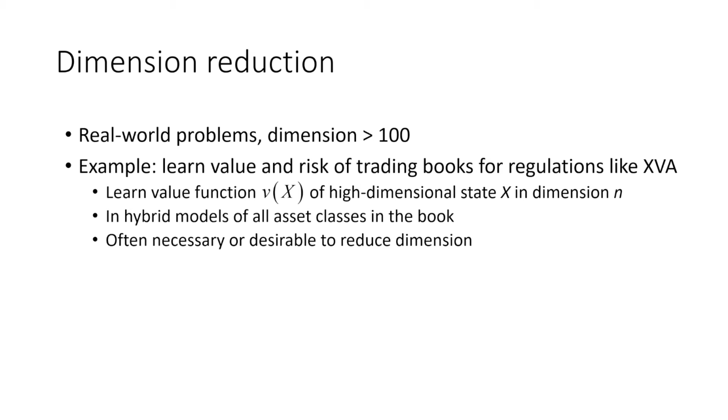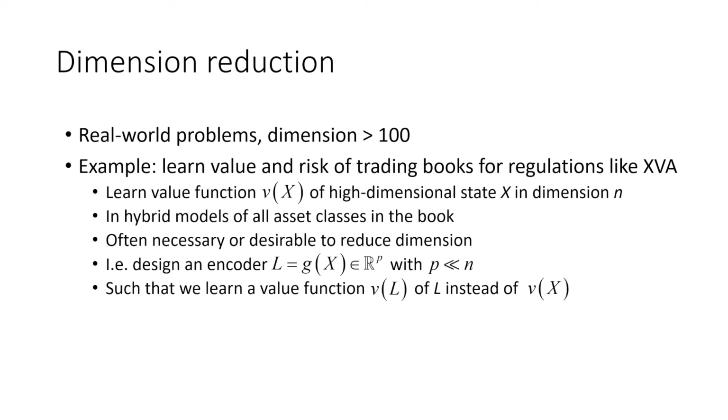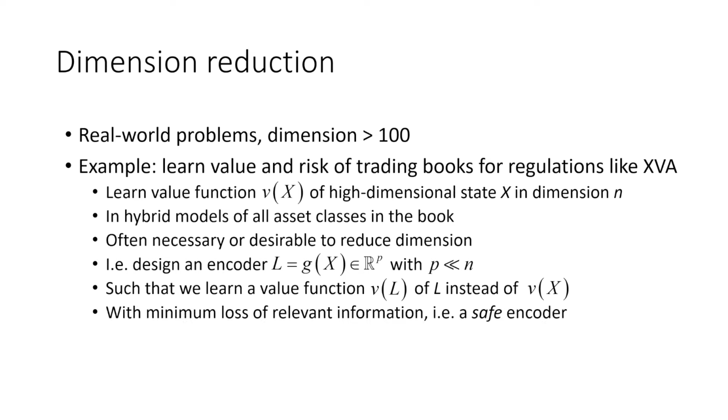This means design an encoder function g from R^n to the lower dimensional R^p such that L equal to g of x encodes the state x in a lower dimension p. Of course, we want a safe encoding with minimal loss of relevant information.